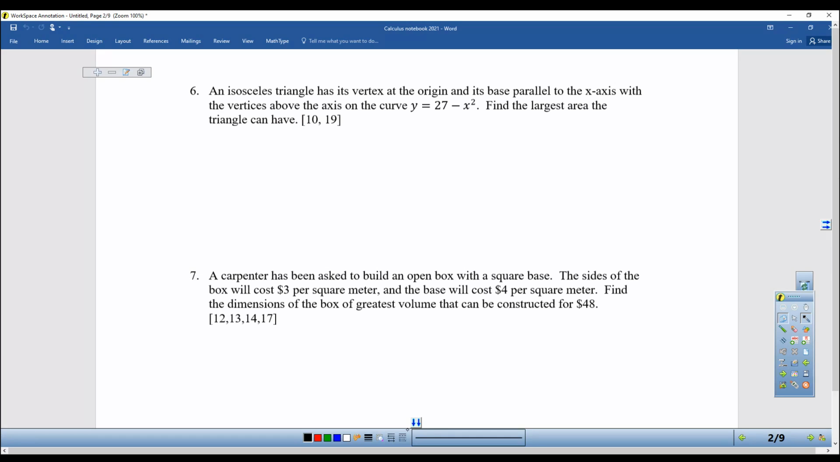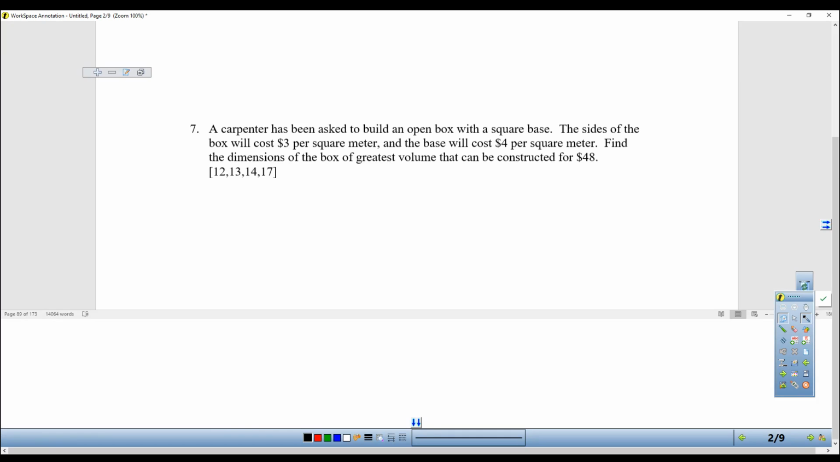All right, let's do number 7. A carpenter has been asked to build an open box, open means no top, with a square base. The sides of the box will cost $3 per square meter, and the base will cost $4 per square meter. So maybe the base has to be made out of a thicker material because whatever you're putting inside is very heavy. Find the dimensions of the box with the greatest volume.